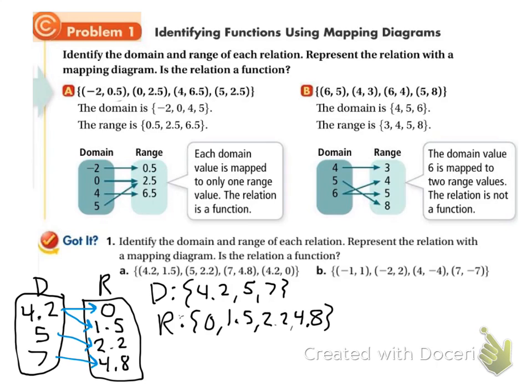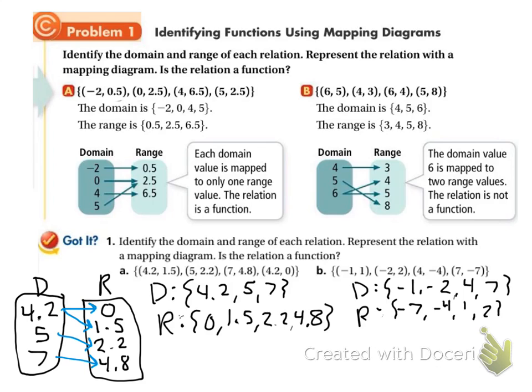Okay, let's do that one more time. My domain is -1, -2, 4, and 7. Remember, domain is the x values. My range is -7, -4, 1, and 2. And then I'll do a mapping diagram.